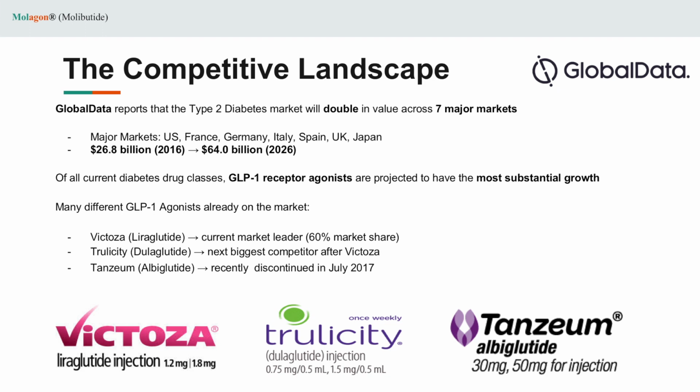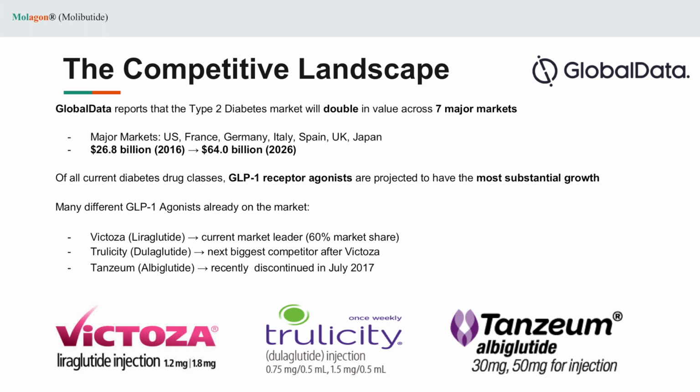First, I'll be discussing the competitive landscape of the type 2 diabetes market. Global data reports that the type 2 diabetes market will double across 7 major markets in the US, UK, France, Germany, Italy, Spain, and Japan. Revenue is projected to grow from $26.8 billion to $64 billion by the year 2026. And among all the current diabetes drug classes, GLP-1 receptor agonists are projected to have the greatest growth.